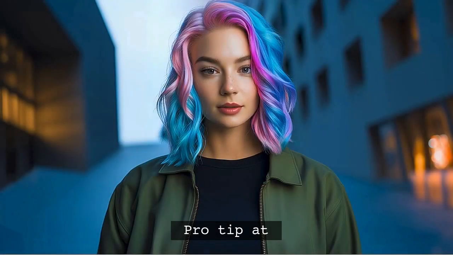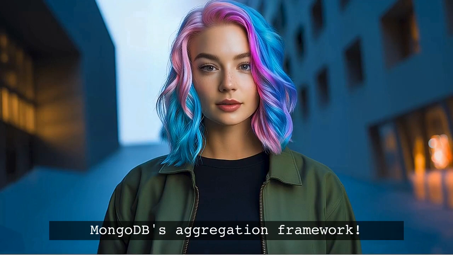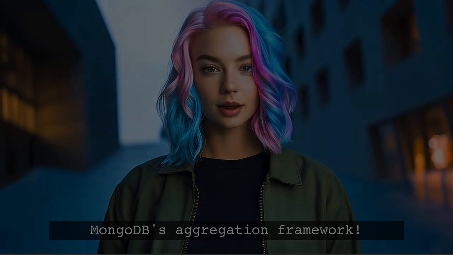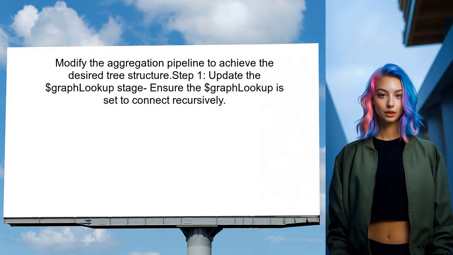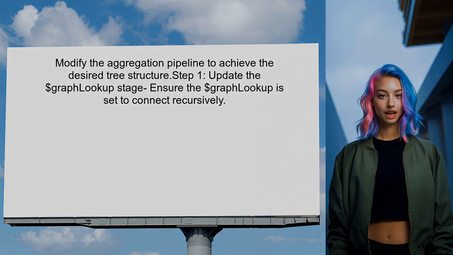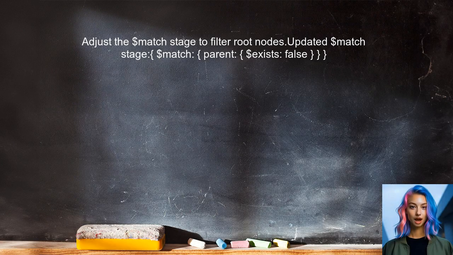And stick around. At the end of this video, I'll share a pro tip that will help you master MongoDB's aggregation framework even further. To achieve the desired tree structure, the user should modify the existing aggregation pipeline. First, they need to ensure that the graphLookup stage is correctly set up to recursively find all children. Next, the user should adjust the $match stage to filter only the root nodes. This will help in starting the lookup from the correct point in the tree.